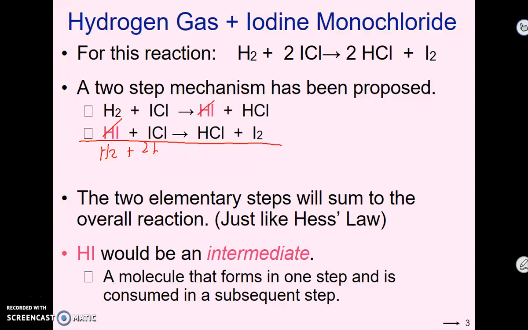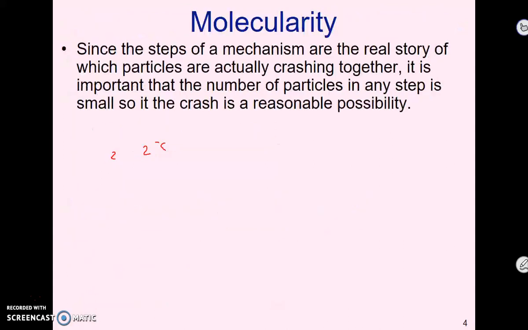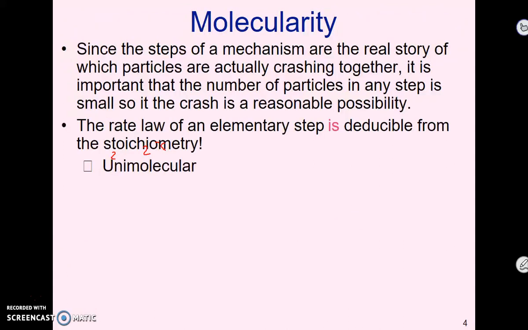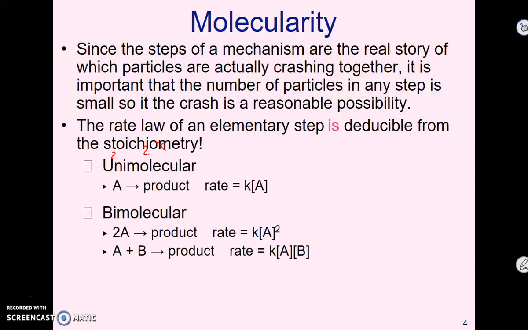That word is intermediate, and HI is an intermediate. The reason HI is an intermediate is that it's a molecule that forms in one step and then is used up in the second step. The AP exam loves to have you identify intermediates. It's not present in the overall reaction; it's made in the first step and then used up in the second step. That is an intermediate. We'll cover a little bit more about intermediates later in this presentation. Now, there are 3 types of elementary steps that you can have.